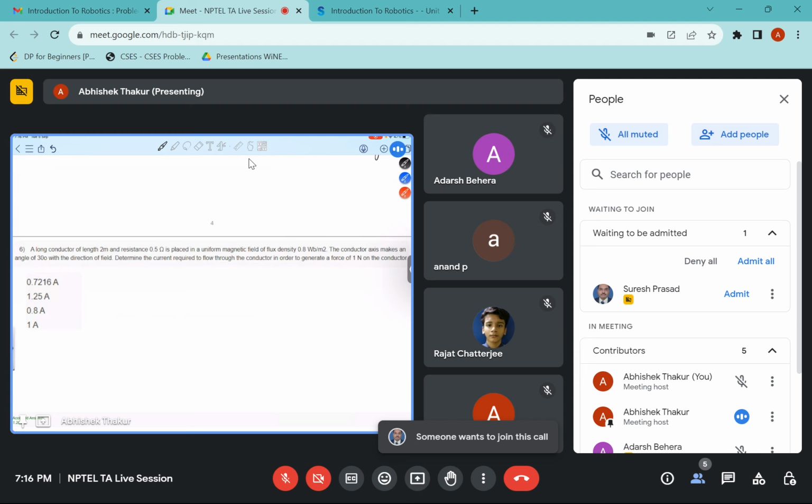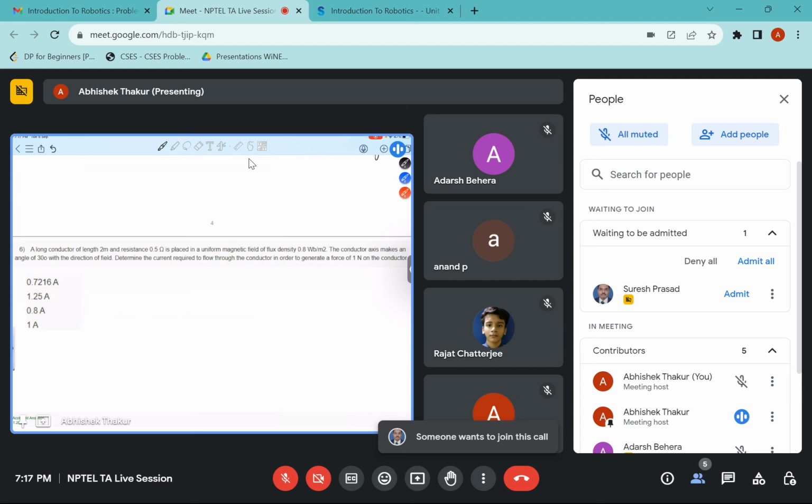So in this question, it is given a long conductor of length 2 meter and resistance 0.5 ohm, placed in a uniform magnetic field. The magnetic field density is 0.8 Weber per meter square, and the conductor axis makes an angle of 30 degree with the direction of field. Determine the current required to flow through the conductor in order to generate a force of 1 Newton on the conductor.